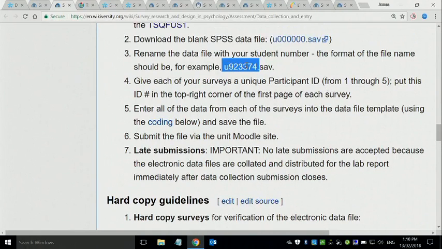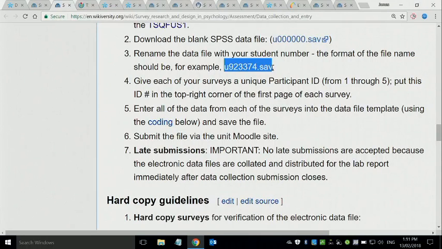And then what you're going to be uploading to Moodle is a data file, your student number .sav, with 5 full cases. Now there's no extensions for this. It's basically you either get the data in and it's included in the class data file or you don't. It's only worth 10%, so it's basically 5% for the electronic stuff, 5% for the hard copy.